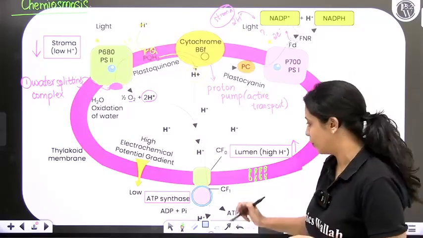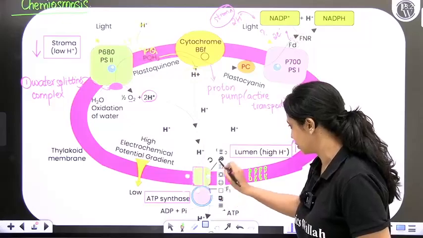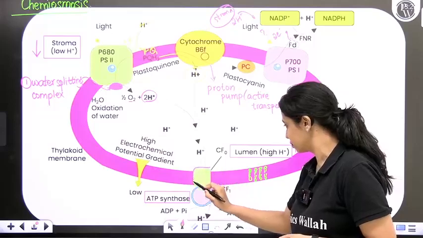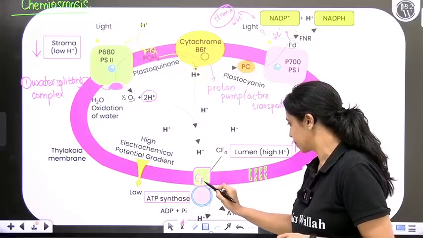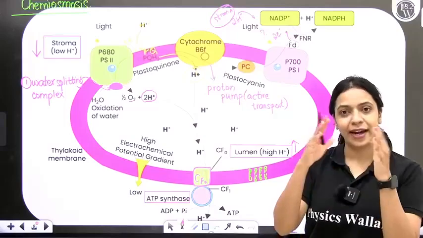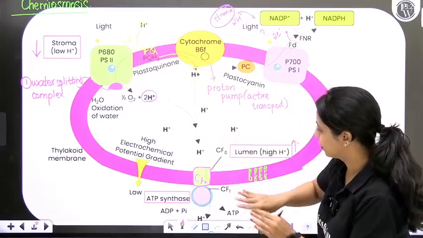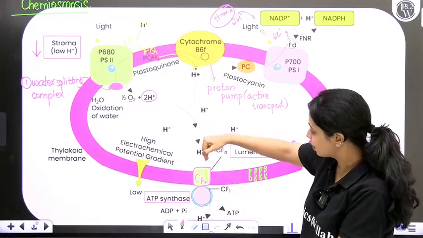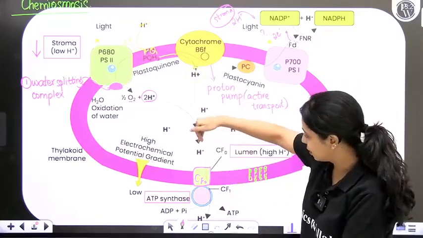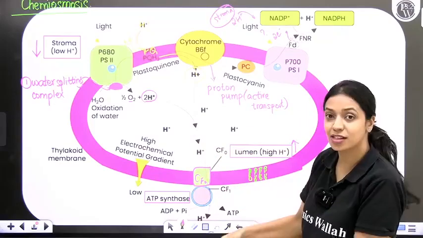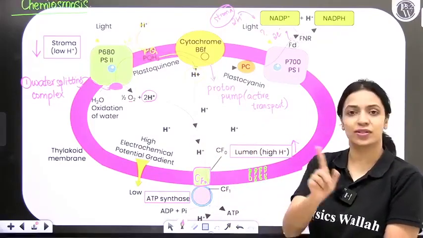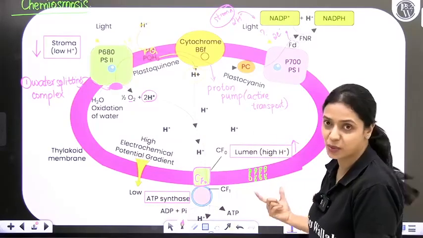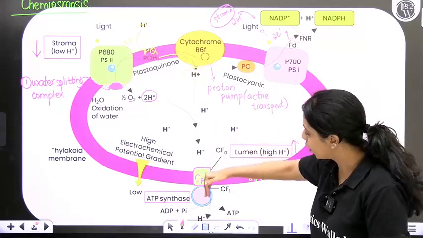This CF0 component is right here. Okay. This is the CF0 component. This CF0 component forms a channel in this membrane. Through that channel, protons will come outside. The protons will move outside. How is it moving? It's moving along the concentration gradient right now. It does not require energy because it's moving from a place where its concentration is high to a place where its concentration is low. So it's moving along this gradient.